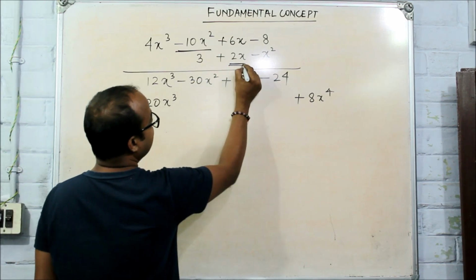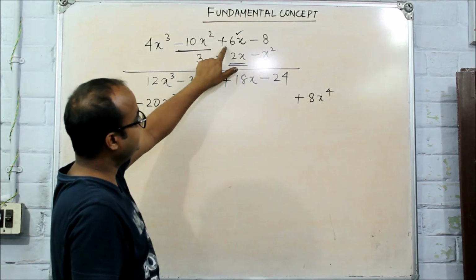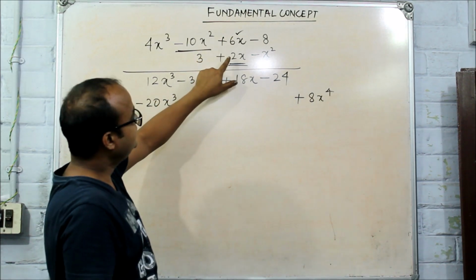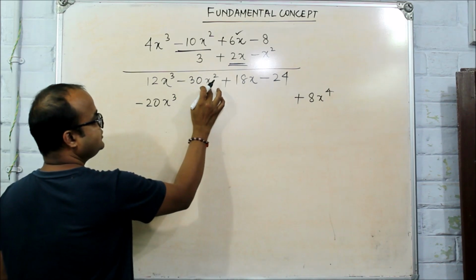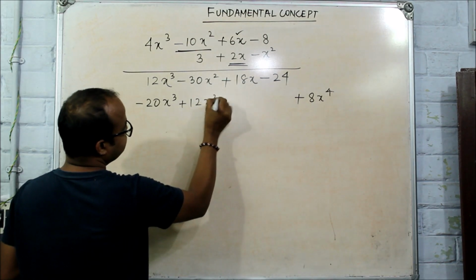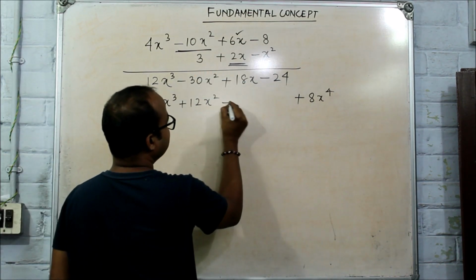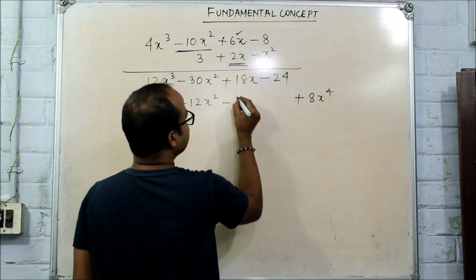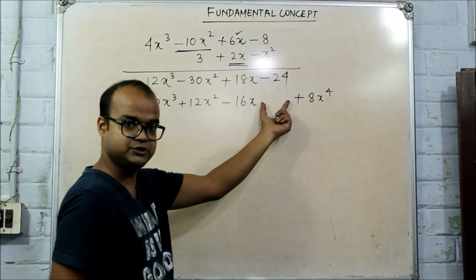Now next, 2x will multiply with 6x, plus 6 into 2, 12x square. x square term is here, so we write plus 12x square. Minus 8 into 2, 16x. This place remains empty.